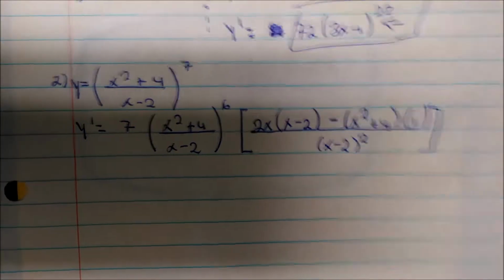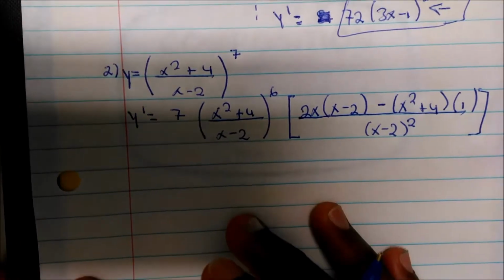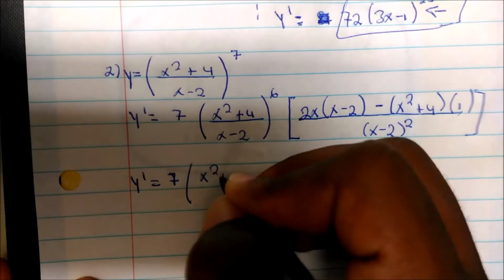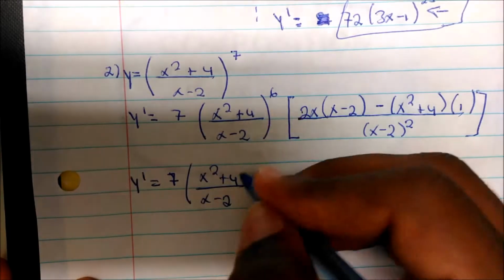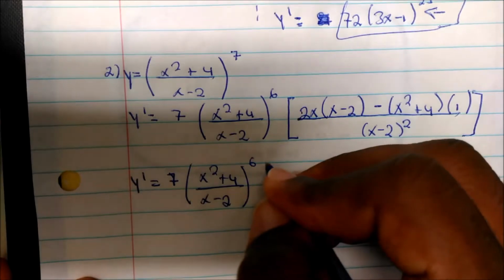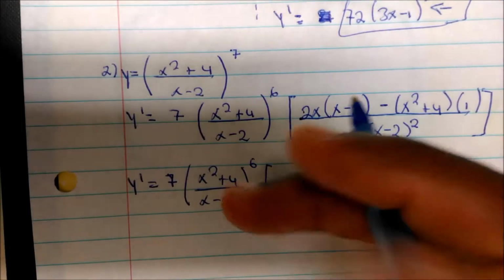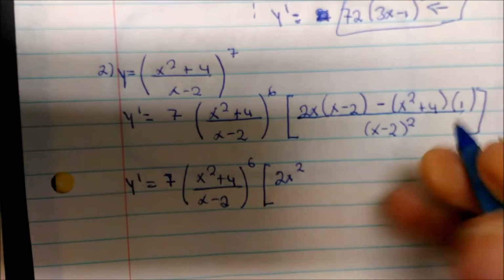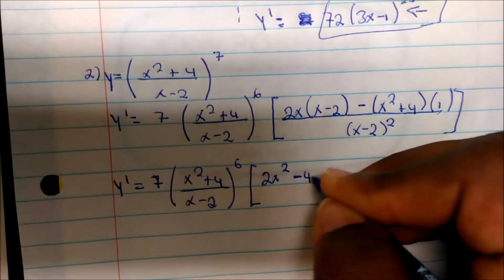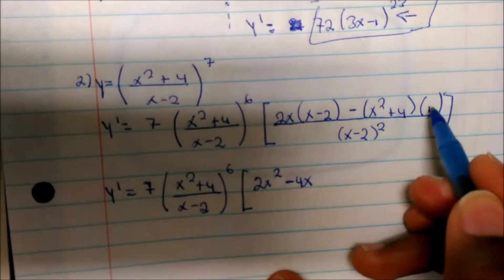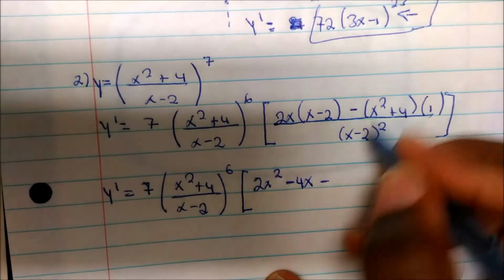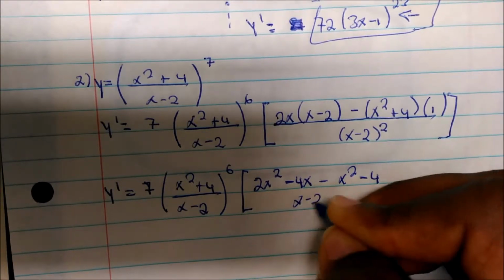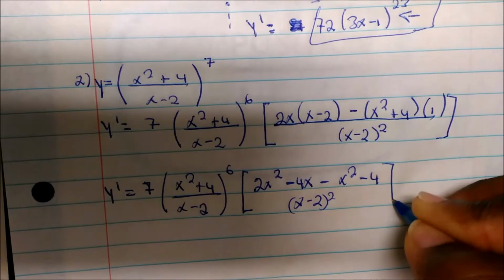Yes. So we could do a little bit of simplifying. So again, my y prime will be 7 multiplied by x squared plus 4 over x minus 2 raised to the 6th power, multiplied by, well, 2 times x. 2x times x is just 2x squared, right? Minus 4x, right? Anything times 1 is itself, so I could just go ahead and distribute. So this will be a minus x squared, right? Minus 4. And this will be all over x minus 2 squared, right?